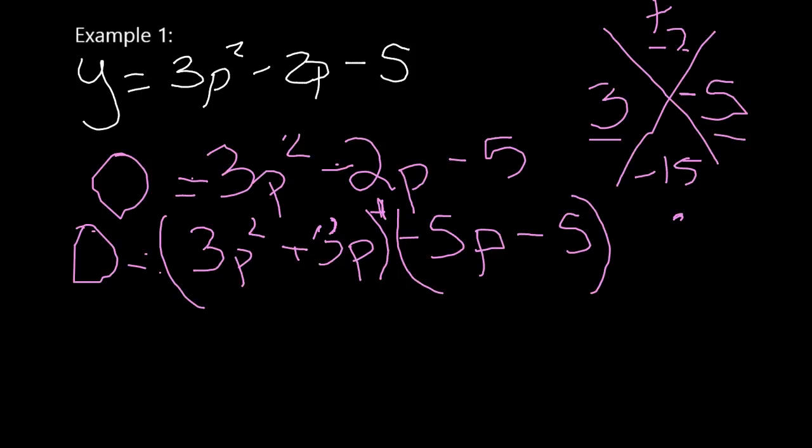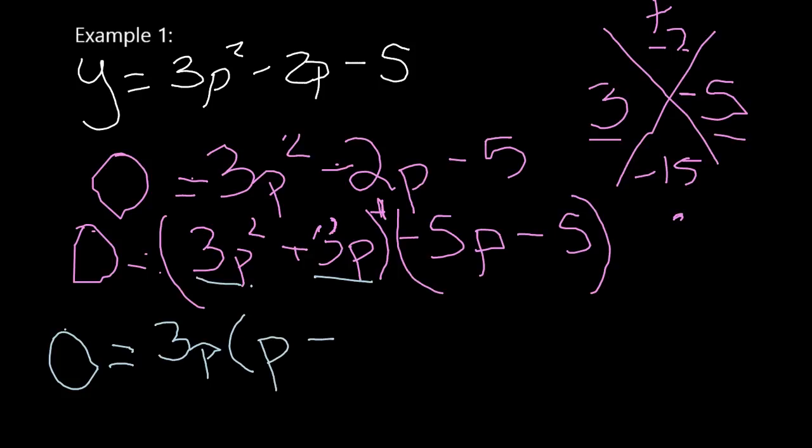So now I'm going to determine what the first set has alike, what 3p squared and 3p have alike. They have a 3p in common. So if I divide out a 3p, I'm left with a p, and then 3p divided by 3p is 1. Then my next one, I have a negative 5p minus 5. They have a negative 5 in common, so I'm going to factor out minus 5. Negative 5p divided by negative 5, I get a positive p, and a negative 5 divided by negative 5, I get a positive 1.